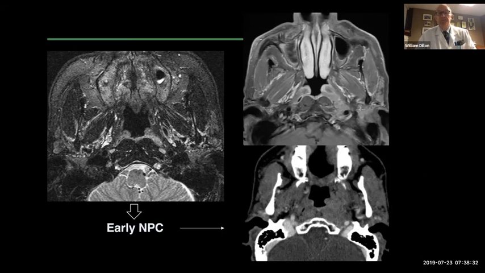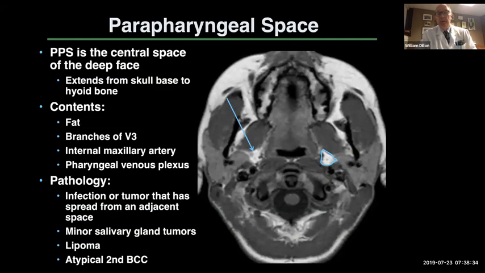If there are concerns, this is where an MR scan is very useful. Okay, so here's the parapharyngeal space on an MRI scan, and you'd see it dark as fat on a CT scan. This is the central space of the deep face. This is the area that we will use as a landmark. It will be pushed by masses in other spaces. It contains fat. The branches of the third division of the trigeminal nerve are coursing through this area, as well as the internal maxillary artery and pharyngeal plexus. And we can see some pathology here.